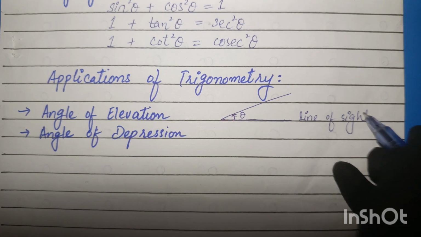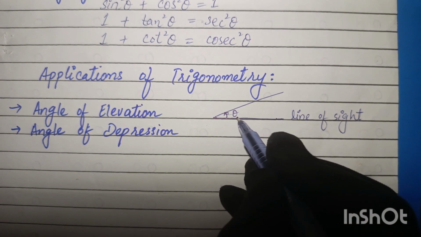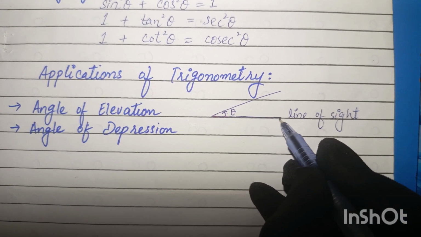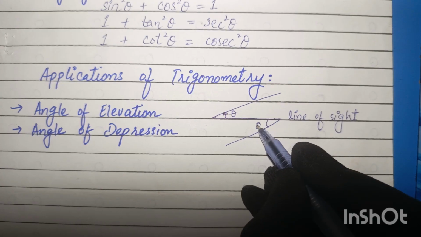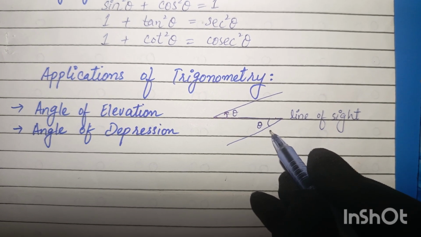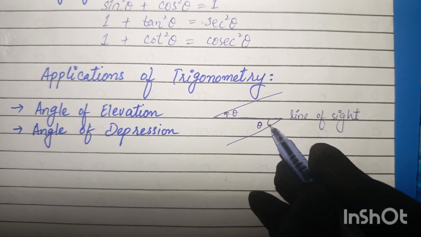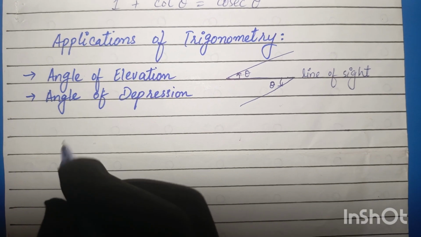which normally can be taken as x-axis. If the angle is above the line of sight, then it is known as angle of elevation, and if it is below the line of sight, then this angle is known as angle of depression. So here are two basic types of angles: angle of elevation and angle of depression. Now consider our daily life example.